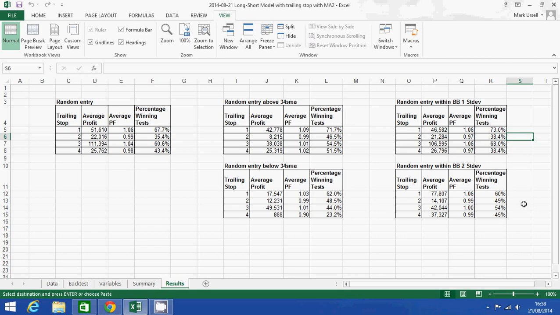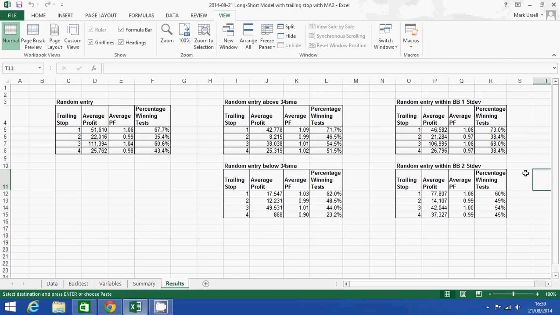If we look at the two standard deviation Bollinger Bands, which is the normal Bollinger Bands, we can see that we do have a decline in the percentage of winning tests. Although, interestingly, this one ATR scenario does show its highest average profit.